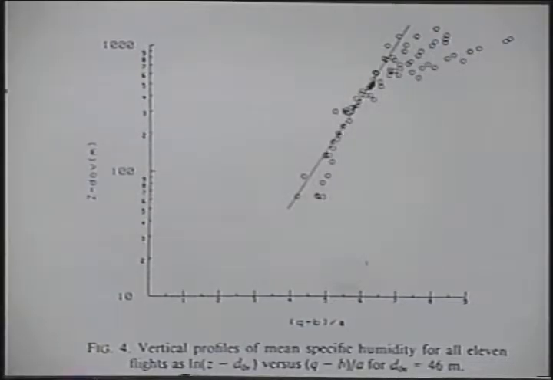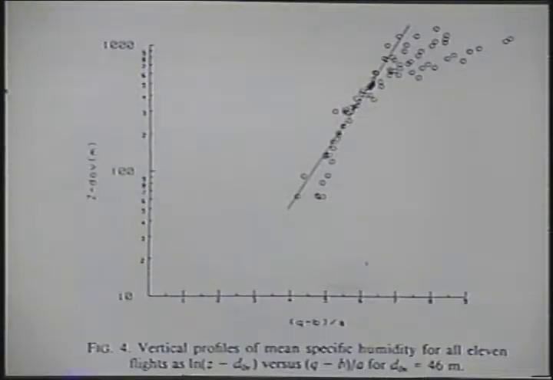This slide, by the way, is taken from a paper that I published with a former associate of mine, William Kustas. This slide shows vertical profiles of mean specific humidity made non-dimensional in some way, and I don't want to go into this. But what we have now is that there are 11 profiles, all measured on different occasions, and they are made non-dimensional.